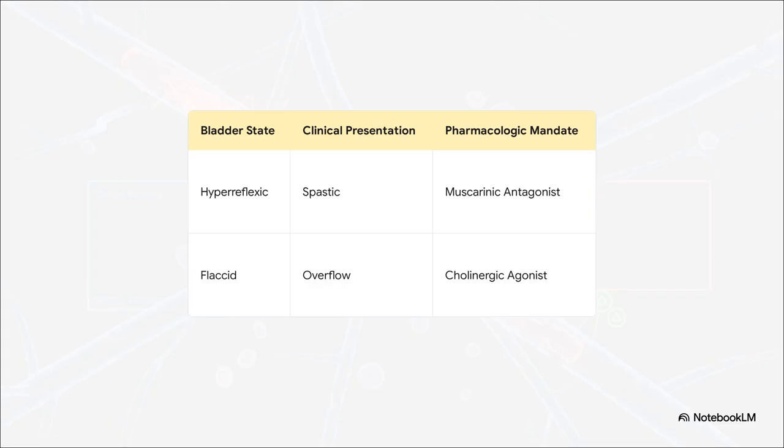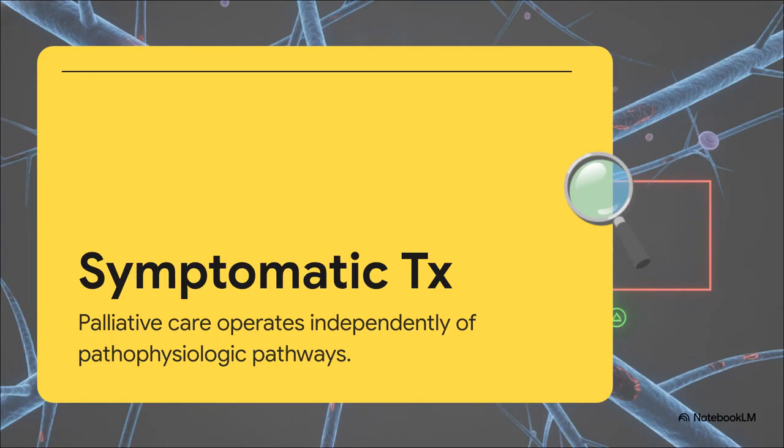A hyperreflexic or spastic bladder driven by detrusor overactivity firmly mandates muscarinic antagonists, like oxybutynin, to shut down those erratic contractions. Conversely, if your patient presents with a flaccid bladder leading to overflow incontinence, the mandate completely shifts to cholinergic agonists like bethanechol or intermittent catheterization. This brings us to our third clinical variance box, which emphasizes absolute mechanistic isolation. Treating upper motor neuron spasticity with baclofen or incontinence with oxybutynin is purely palliative. These interventions operate entirely independently of both the acute inflammatory and the chronic progressive pathophysiologic pathways. They aren't going to save the axon, they just manage the symptoms of its destruction.